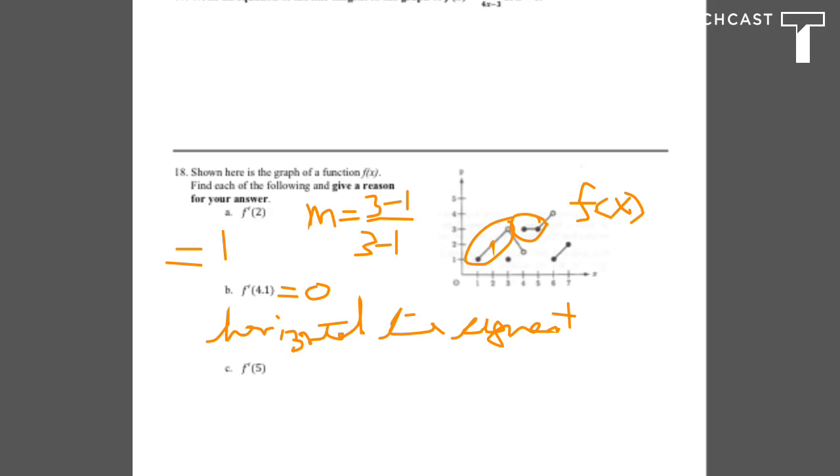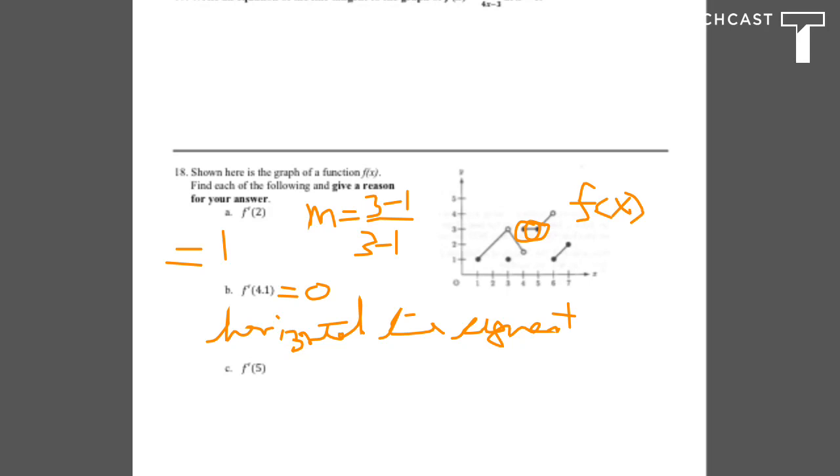For part C, I've been asked to find f prime of 5. So here's where x equals 5. I have to notice that the derivative as I approach x equals 5 from the left is 0. That's the same derivative we got when we were exploring at x equals 4.1, because that's that same line segment that's active in the graph at that time.